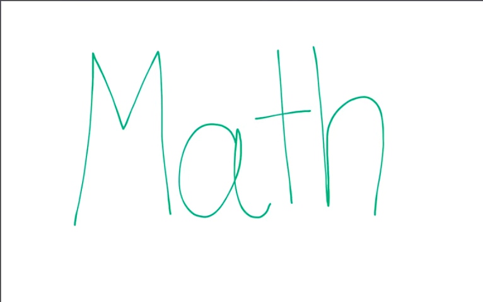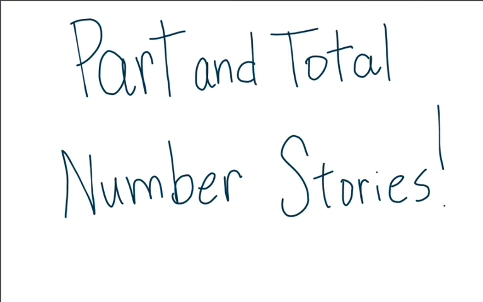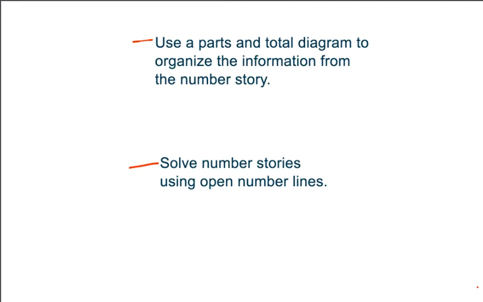Last week in math, we were introduced to a diagram where we worked with the fish poster and we worked with the change-to-more diagram, where we started with an amount and the amount got bigger. It changed to more. We're still going to look at diagrams, but today we're going to be looking at a parts and total diagram. And we're going to work with parts and total number stories. So we want to use a parts and total diagram to organize the information from the number story and solve number stories using open number lines.